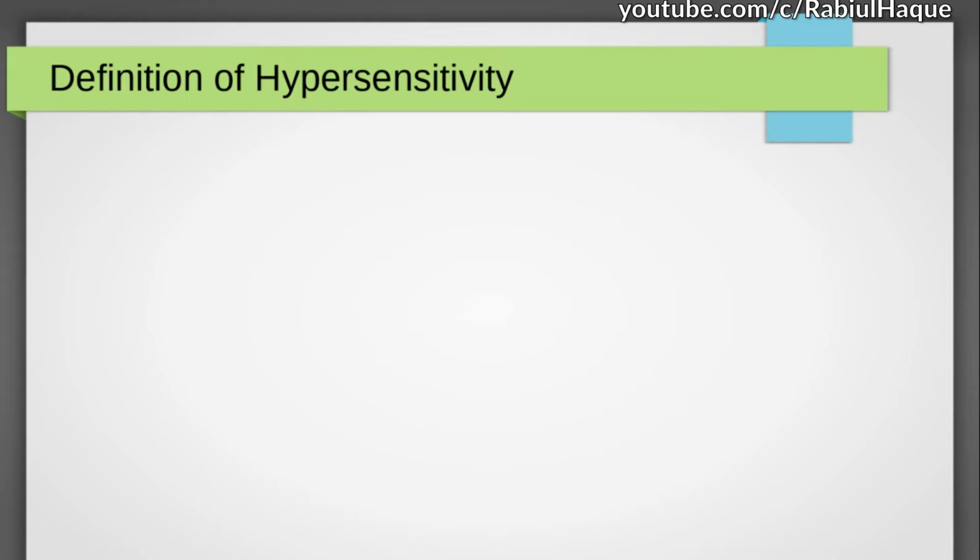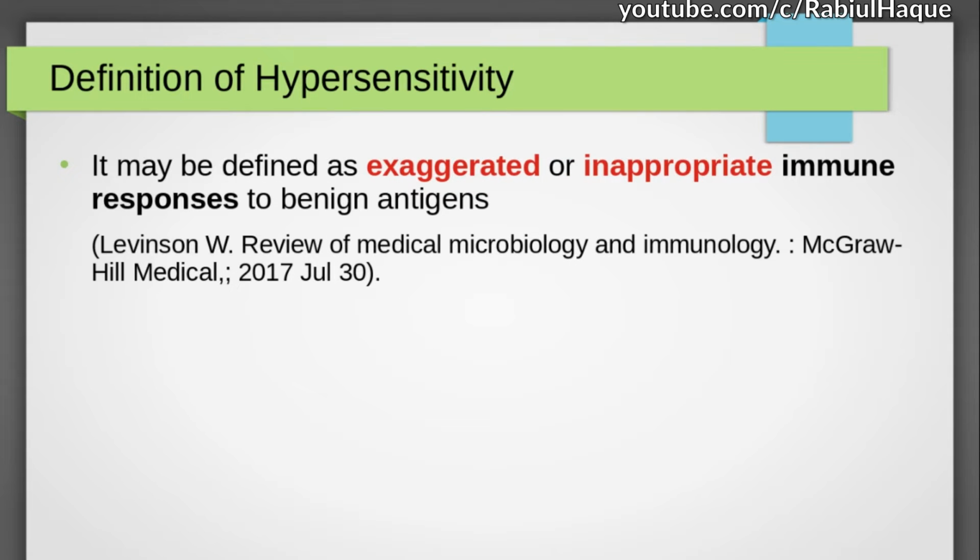First question, how can we define hypersensitivity? It may be defined as exaggerated or inappropriate immune responses to benign antigens. I am repeating this definition again for my students and then I will explain this definition. Hypersensitivity may be defined as exaggerated or inappropriate immune responses to benign antigens.